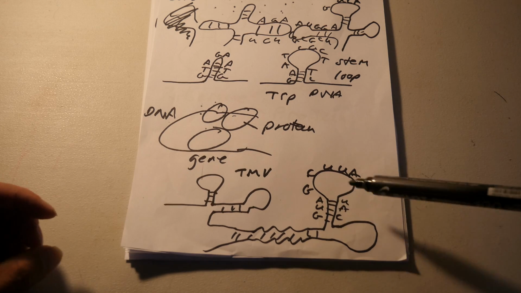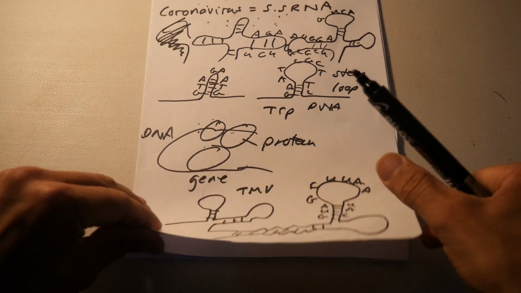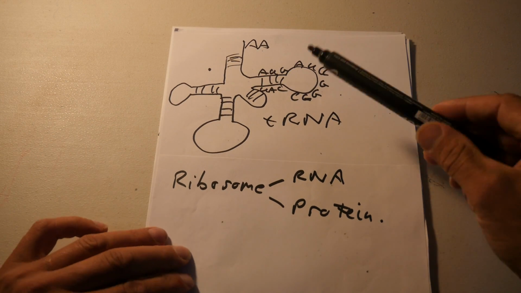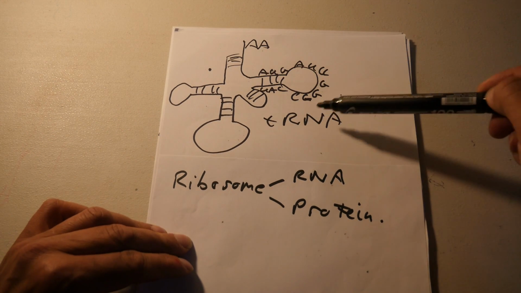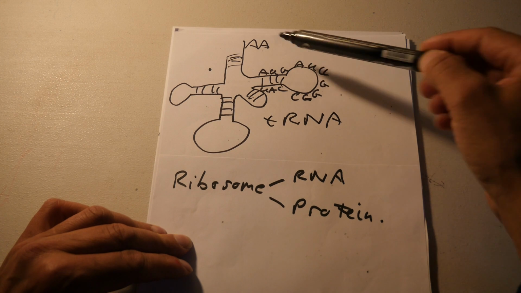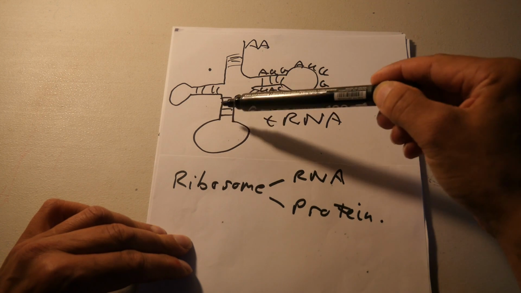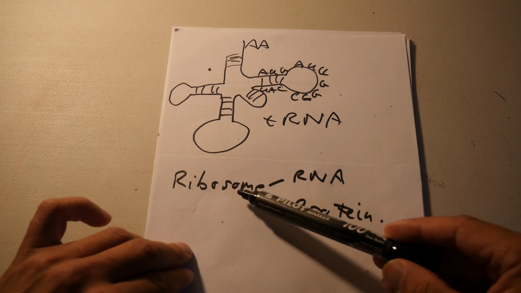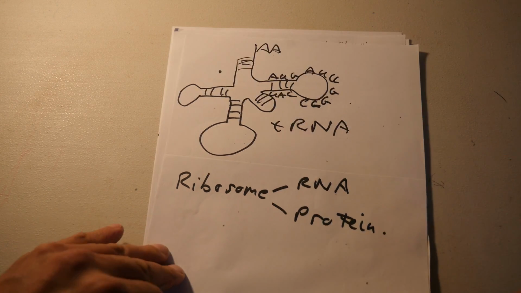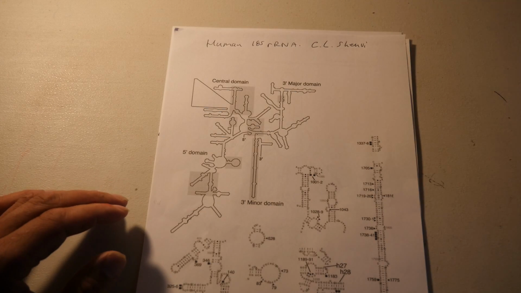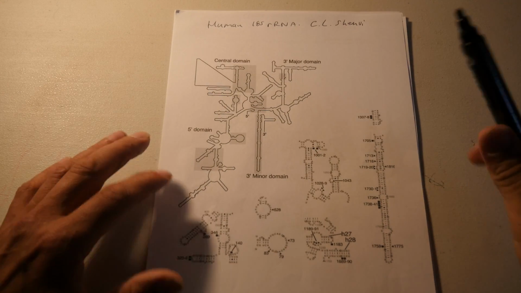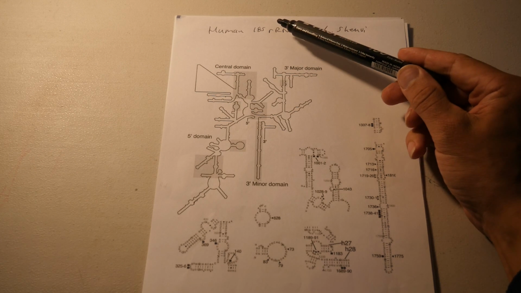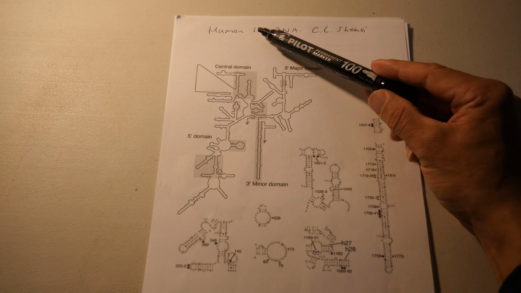So you get, again, base pairing, okay? This is transfer RNA. Again, this is involved in protein synthesis. You get the amino acid here and then stems and loops forming, okay? Ribosomes are made of RNA and protein, okay? So this is part of the human ribosomal RNA.